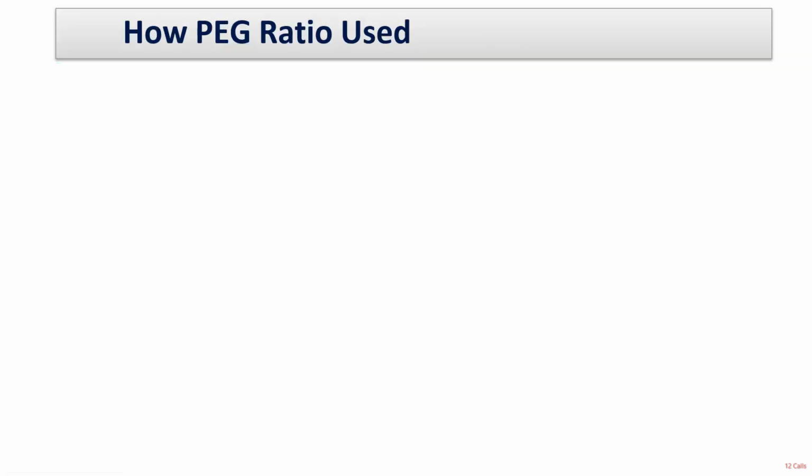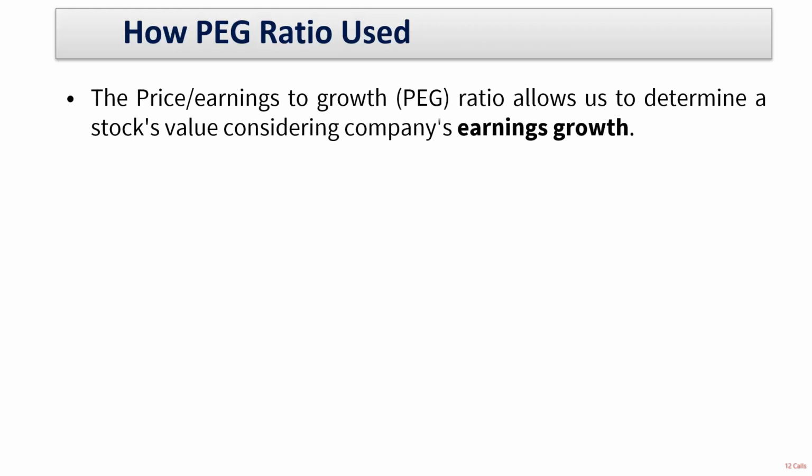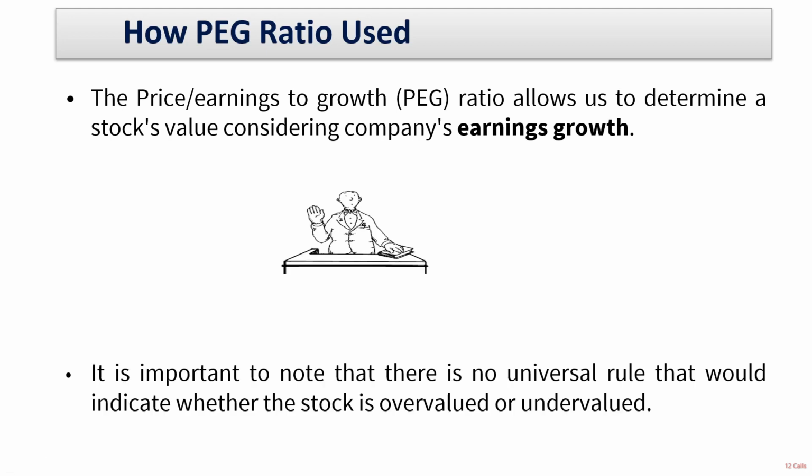How is the PEG ratio used? The PEG ratio allows us to determine a stock's value considering the company's earning growth. It's important to note that there is no universal rule that would indicate whether a stock is overvalued or undervalued.